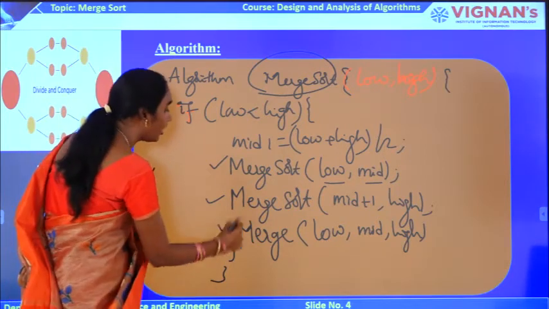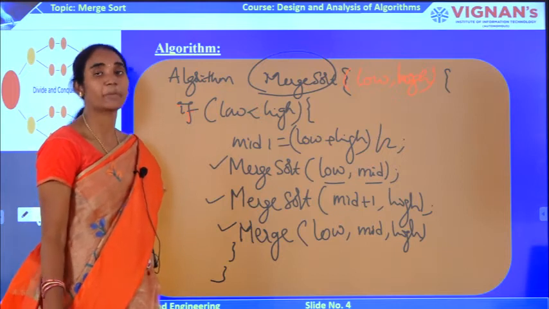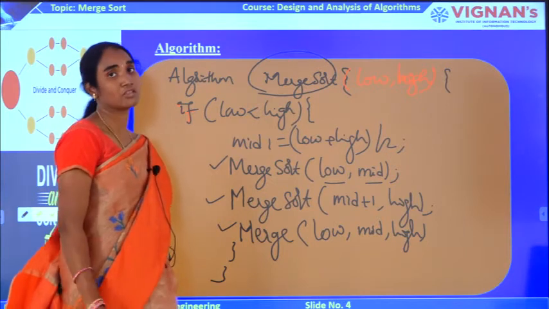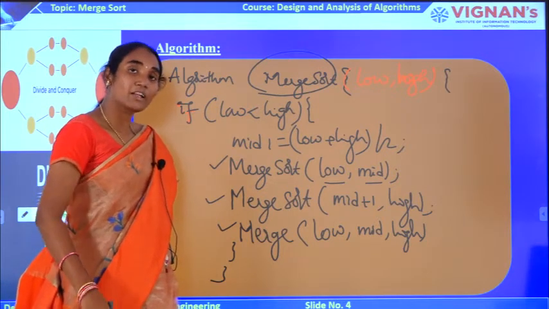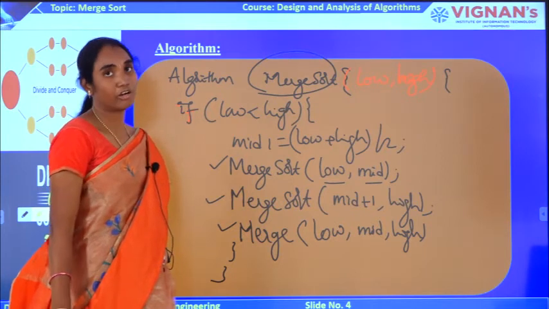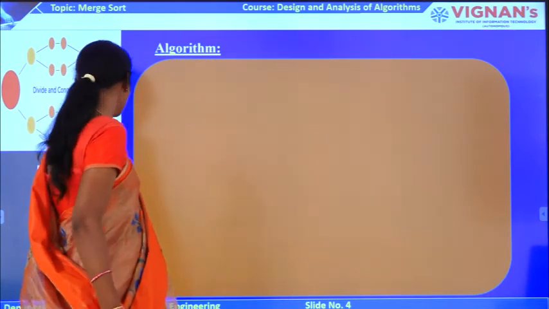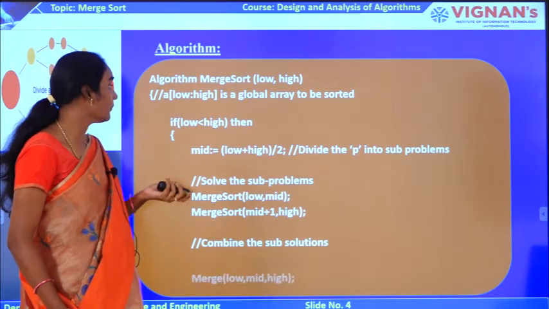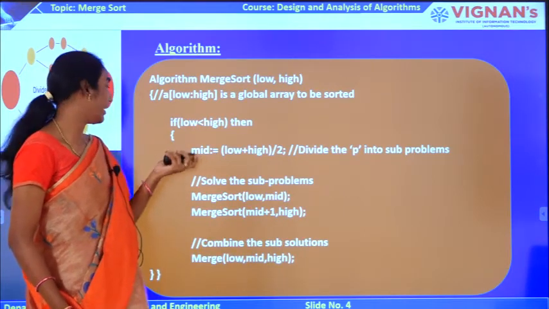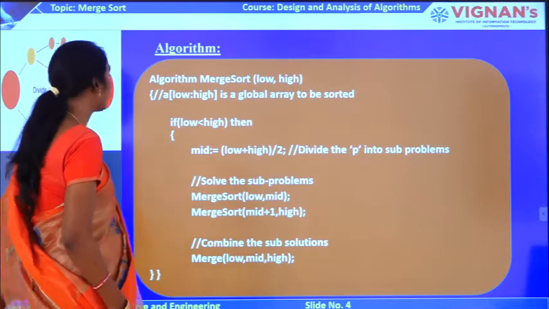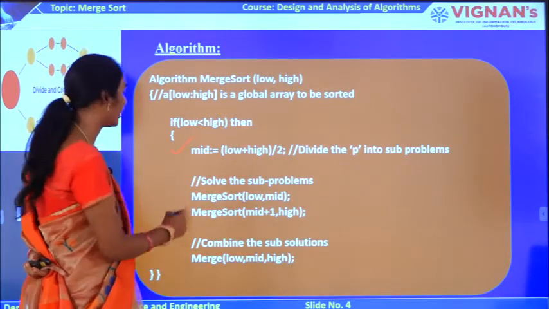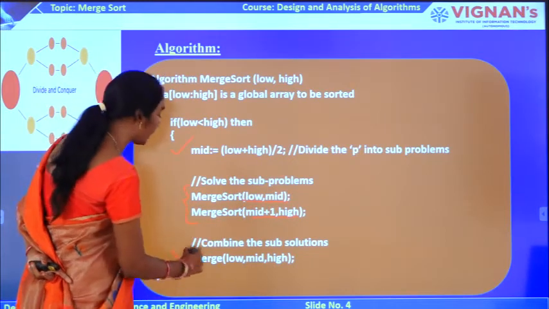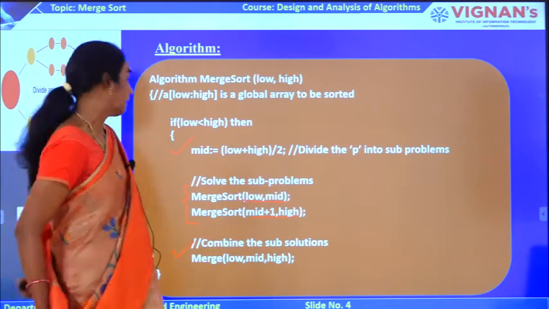Now we will see in detail how the merge algorithm works and what its implementation is. Basically this merge algorithm is used for merging two sublists, and while merging it also takes care of the sorting procedure. So now this is a detailed algorithm of merge sort. If you have seen clearly, if low is less than high, we are finding the mid value. After finding the mid value, we are calling the merge sort function with low, mid and mid plus 1, high. And after that we are combining those solutions with the merge algorithm.